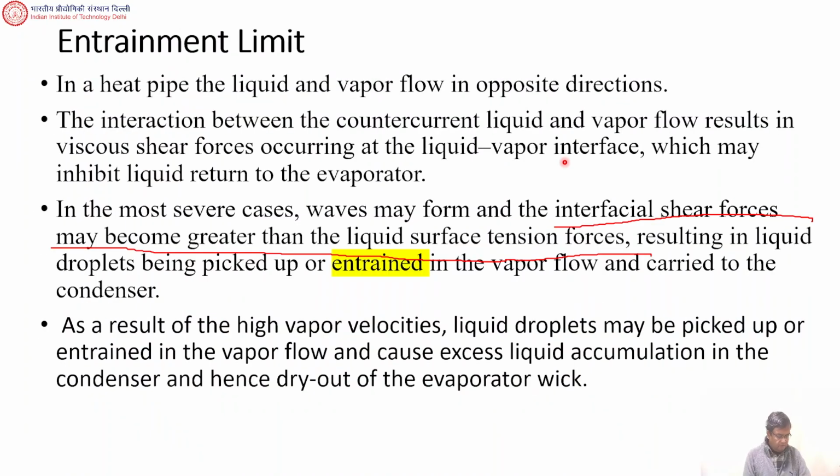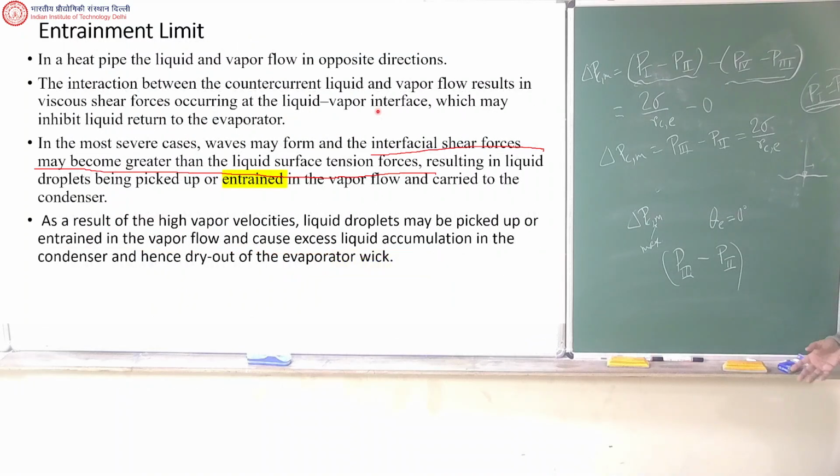And there is also entrainment limit. Entrainment limit means, okay, you have the vapor going like this from evaporator to condenser, liquid moving in the opposite direction, right? So say there will be some effect of shear and the vapor might catch some liquid droplet. Okay, and then that is entrainment. Entrainment is basically that catching of the liquid by the vapor, and that's not desirable. You want only vapor to go to the condenser so that it can condense, right?